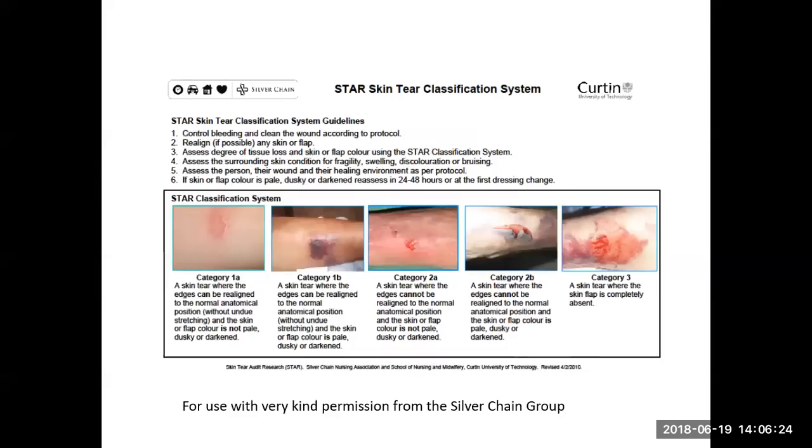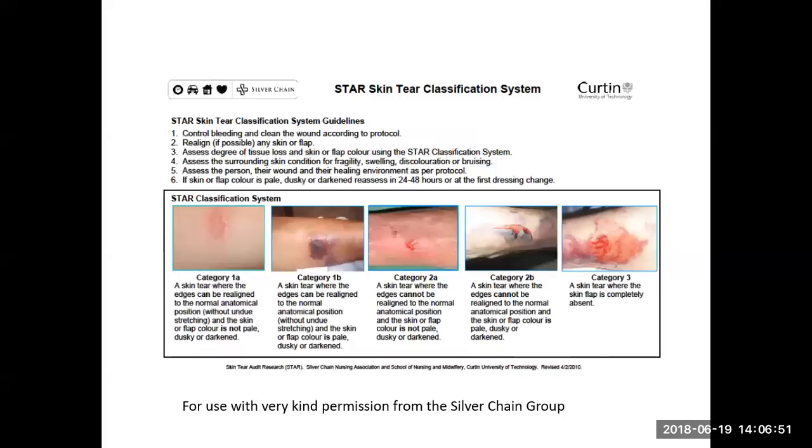Category 2A is where the edges cannot be realigned to the normal anatomical position and may need some adjustment, and the skin or flap colour is not pale, dusky or darkened. Category 2B again is the same, but the skin or flap colour is pale, dusky or darkened. And then category 3 is a skin tear where the skin flap is completely absent. And that's how you would categorise those and write them down.